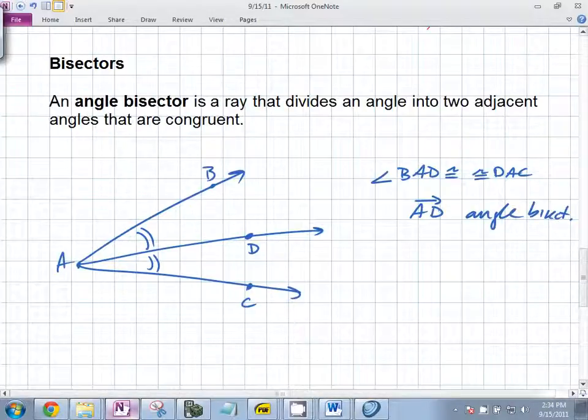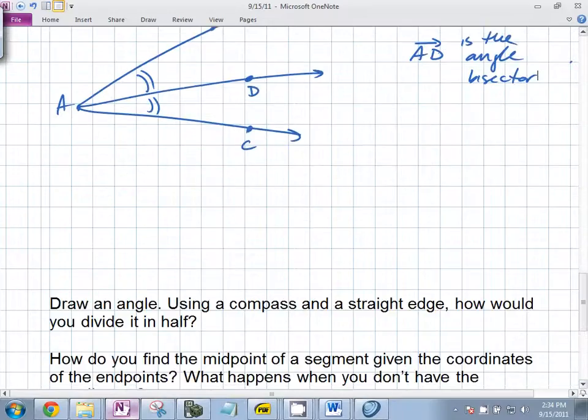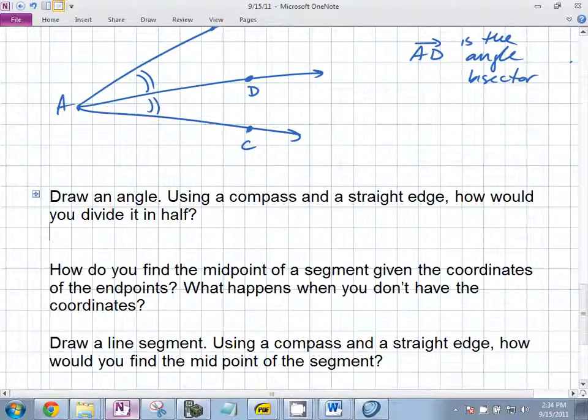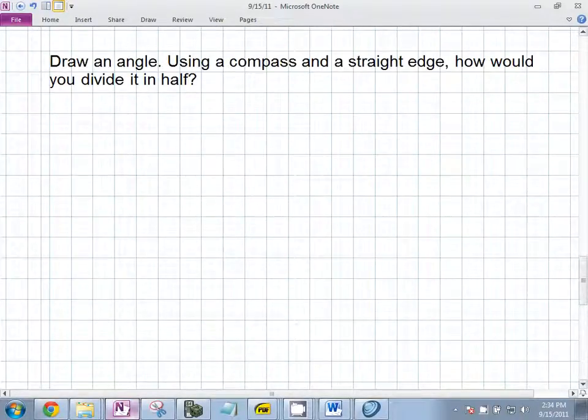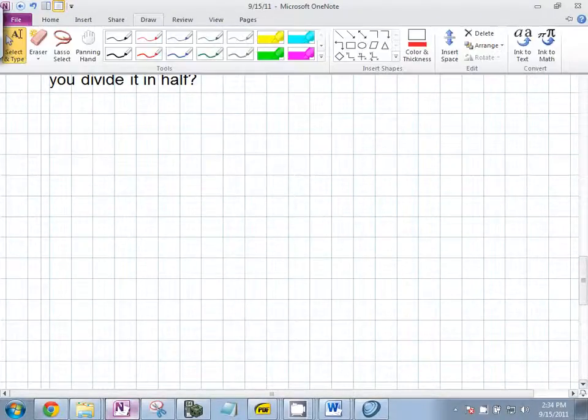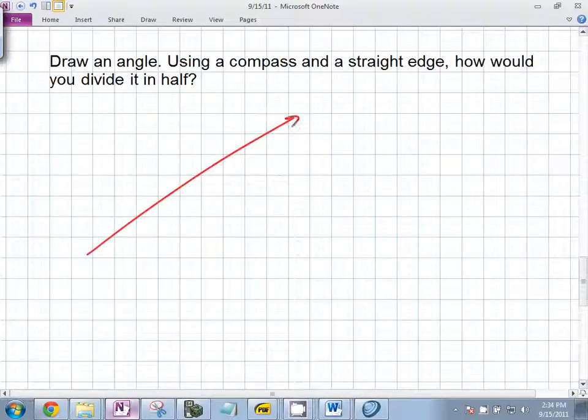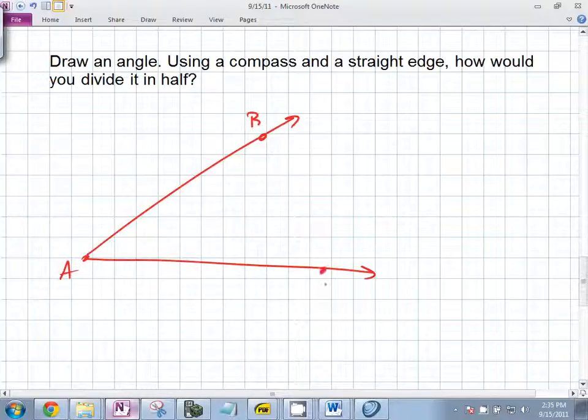Are we okay with that? Mm-hmm. I'll use a complete sentence. Ray AD is the angle bisector. Okay, that's great. So the big question is, using a straight edge and a pencil, can you just draw any angle you want? Sure. Let's draw this angle right here, B, A, C. Using just a compass and a straight edge, and I'm going to give you these things right now, how would you go about drawing the angle bisector? I'm going to give them to you right now, and you're going to do it out, okay?